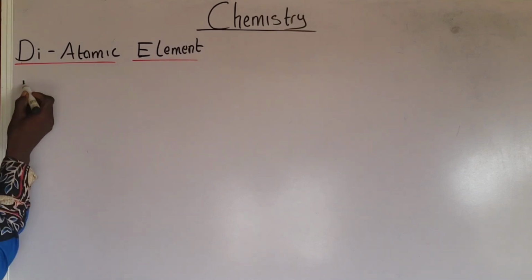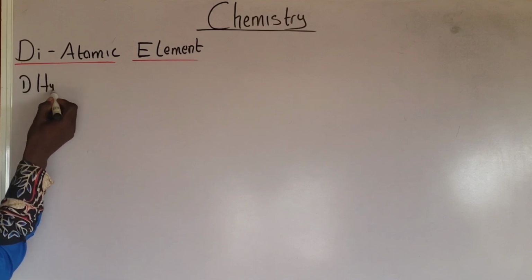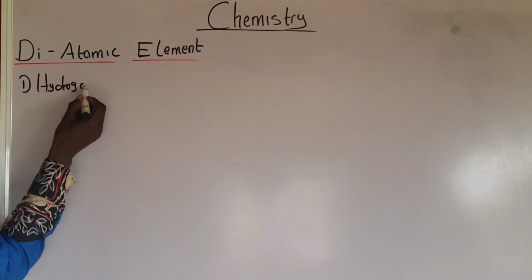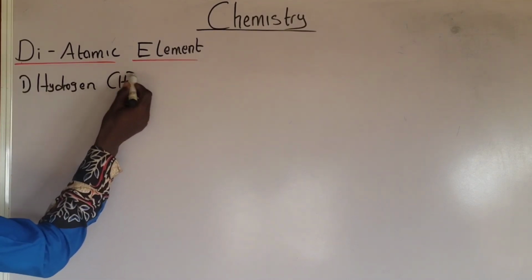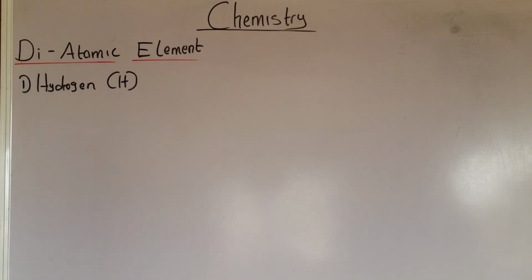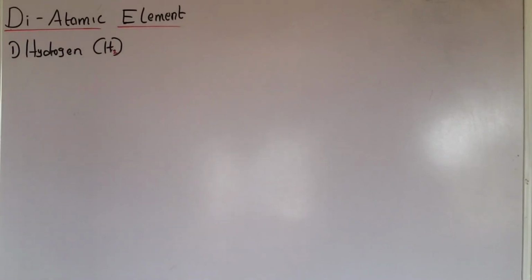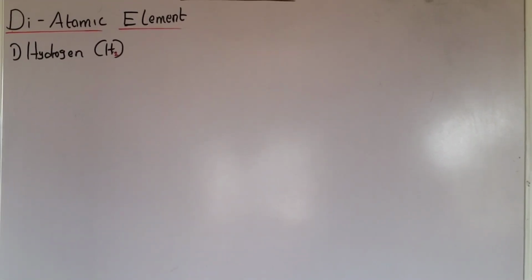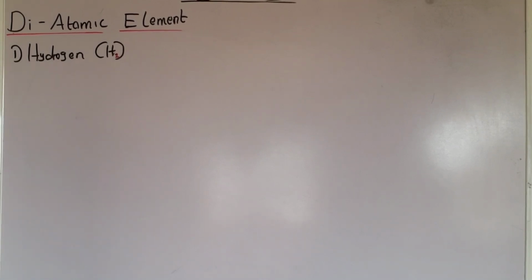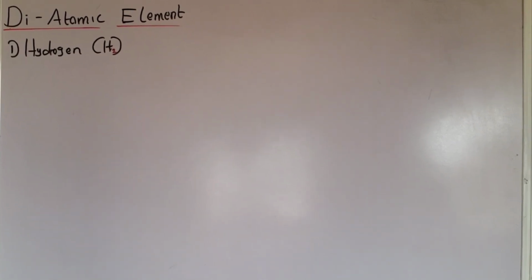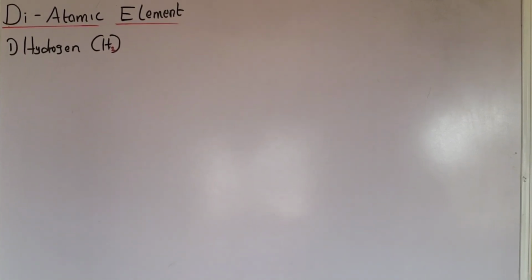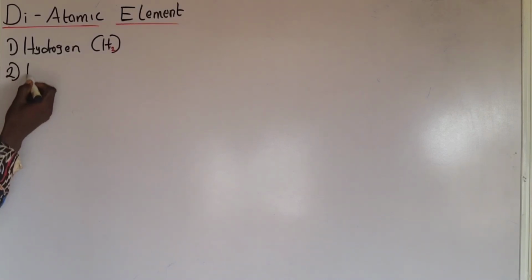The first one is hydrogen, that is H. Now, hydrogen at room temperature, that is at its natural state, exists as H2. Hydrogen in its natural state exists as H2. Another type of diatomic element that we're going to talk about is nitrogen. We have the nitrogen.